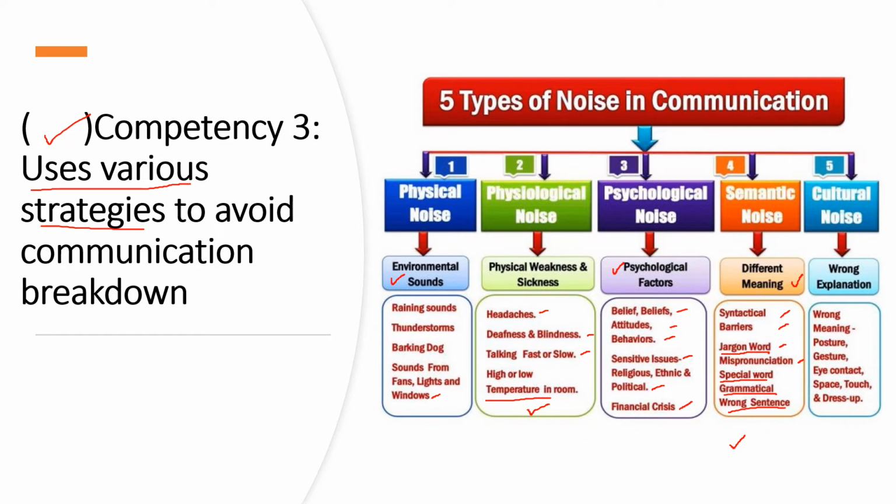Then the last one, the fifth one, is called cultural noise. So, ano ba yung cultural noise? So, wrong meaning of posture, gesture, eye contact, space, touch, and dress up. So, sa iba't ibang lahi kasi meron tayong iba't ibang culture. And usually, nakaka-affect din yun. Culture and traditions sa pag-uusap, o sa pagbabasa. That's the five types of noise.